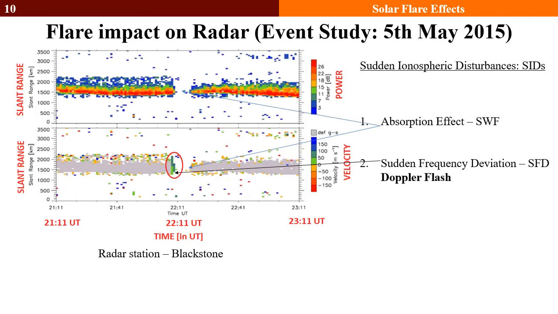Here is the same data in an RTI plot, which is a range time plot. The top panel shows the power and the bottom panel shows the velocity, color coded by the color bar on the right. You can clearly see this gray band of ground scatter, which is located here. It's identified as ground scatter, and suddenly there is an intensification of ground scatter velocity to around 100 meters per second, which is the Doppler flash, and then there is a complete whiteout in the data. It looks like the radar stopped working, but it isn't. It's the absorption effect, or shortwave fadeout effect.